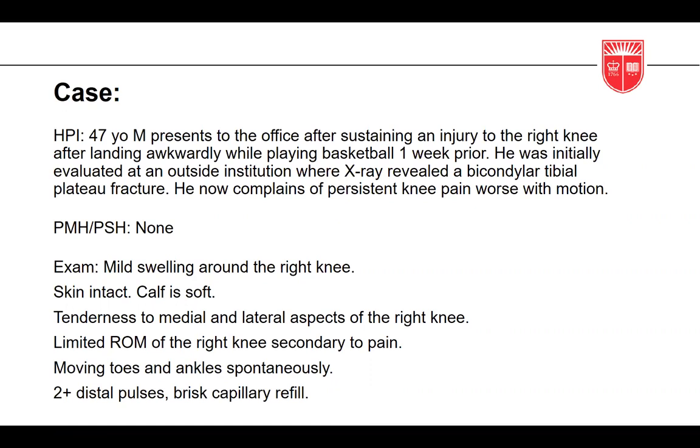Past medical and surgical histories were unremarkable. On examination, he was noted to have mild swelling with tenderness to the medial and lateral aspects of the right knee. He was neurovascularly intact and had limited range of motion secondary to pain and swelling.